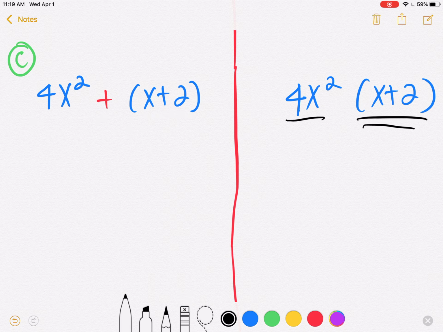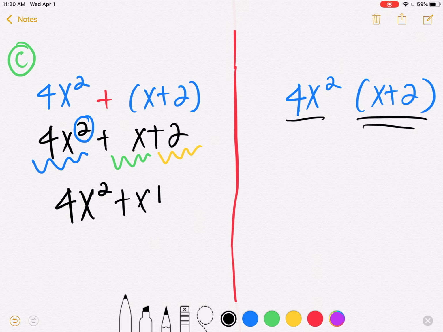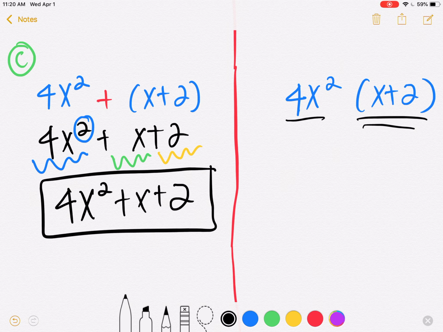If I look at it, adding them, I have parentheses, so I'm going to drop my parentheses. And then for the second step, you want to look for like terms. Okay, this is the only term with the squared, so that can't be combined with anything. This is my only x term, and then I only have one constant. So there's actually nothing for me to combine. So my answer is 4x squared plus x plus 2. It's in standard form. Your powers are in descending order.